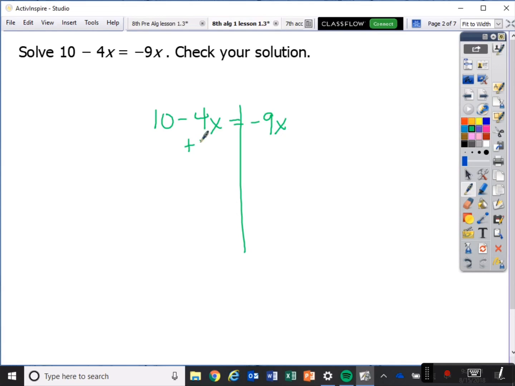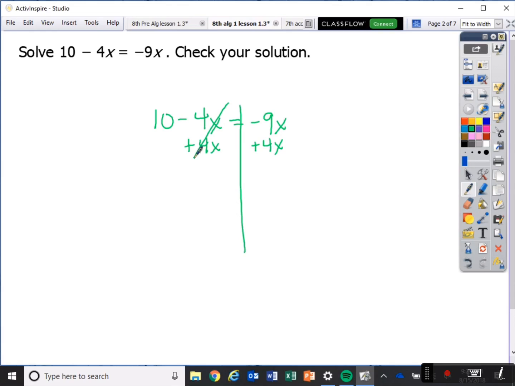Plus 4x. Some of you are so used to working with this by dividing, right? That's if you just want to get rid of the 4. We want to move the entire 4x. So you would have to add or subtract. And in this case, we're adding. And what you do to one side, you do to the other side. And I'm putting it under its like term, the negative 9x.